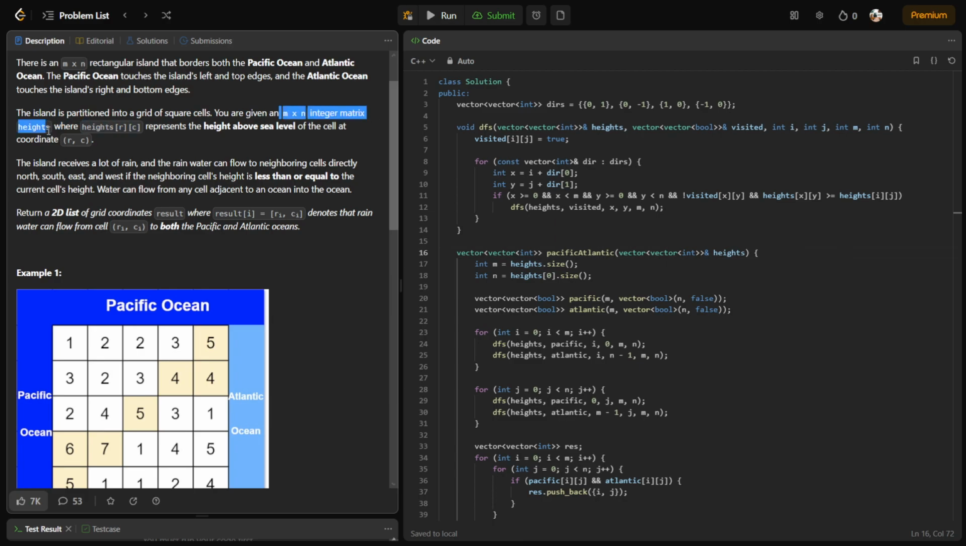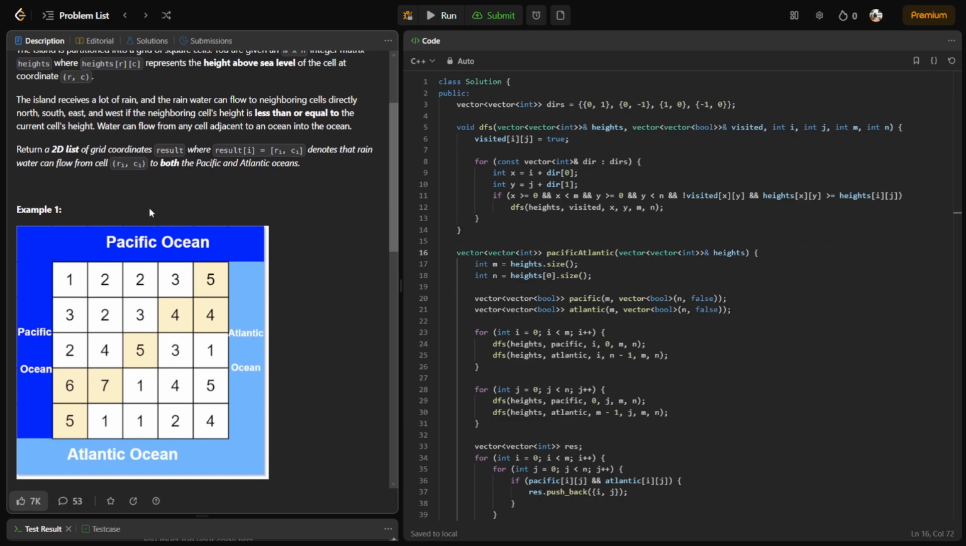It's an integer matrix, and each integer represents the height above sea level of the cell at coordinate R and C. Basically, the higher the number, the higher the land. The island receives a lot of rain, and the rainwater can flow to neighboring cells directly north, south, east, and west. This means it can only flow up, left, right, and down. And the water can flow from any cell adjacent to an ocean into the ocean.